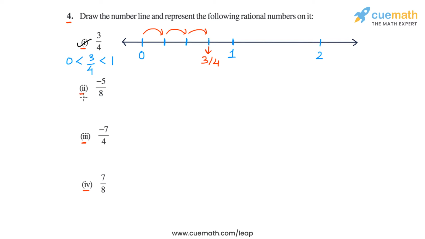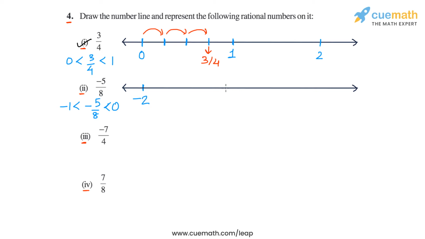Then coming to part 2, we have to plot minus 5 by 8. Now we note that minus 5 by 8 is negative, but its magnitude, which is 5 by 8, is less than 1. And this means that minus 5 by 8 lies between the integers minus 1 and 0. Okay, now let's draw a number line and make integer markings on it, just like we did in the previous part. So let's say that this is minus 2. Let's take this here as minus 1. And this here as 0.